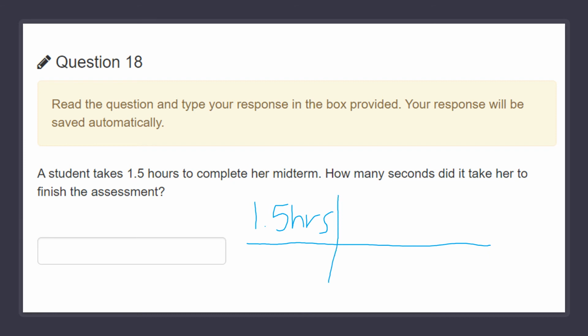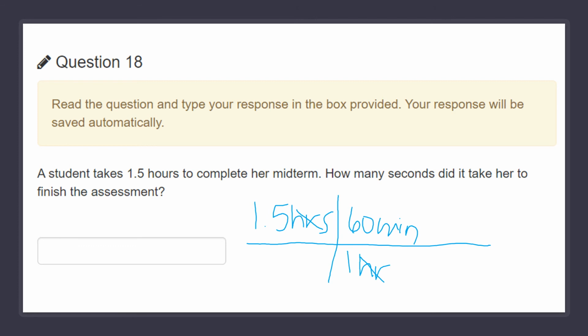Most of you may not know how many seconds are in an hour, but you probably do know that there are 60 minutes in an hour. So I'm going to use 1 hour equals 60 minutes. I'm going to carefully place 1 hour in the bottom and 60 minutes up top. The reason I do that is so that the hours in the top eliminate with the hours in the bottom.